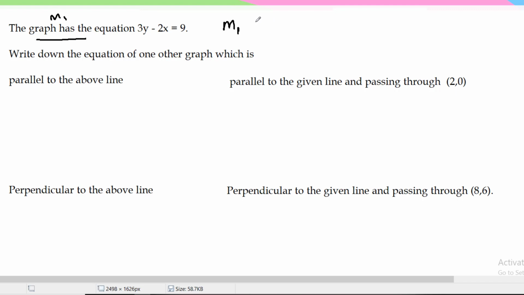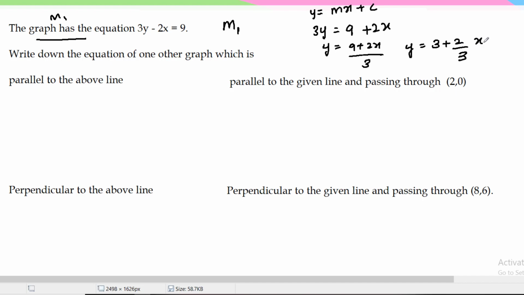So how can we find M1? Using the y equal to mx plus c format. So we'll rewrite this in mx plus c format. 3y equal to 9 plus 2x. Then y equal to (9 plus 2x) by 3, dividing both the terms by 3. So y equal to 3 plus 2 by 3 x. Here, which is the gradient? The coefficient of x is the gradient. So 2 by 3 is the gradient. So M1 is 2 by 3. This is the gradient of this given line.